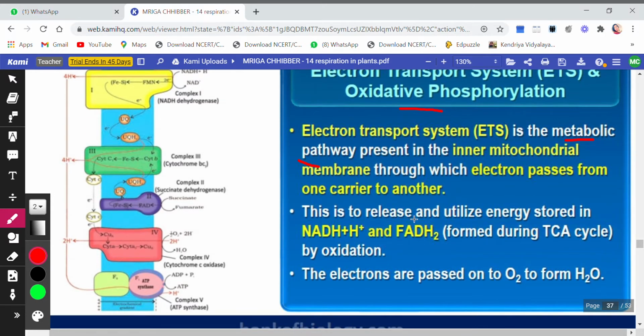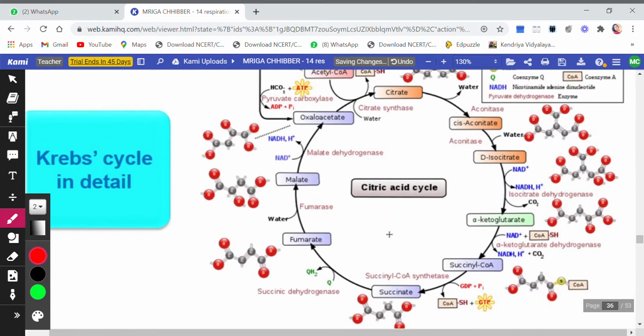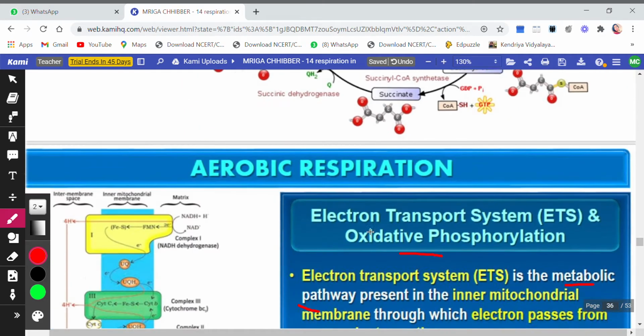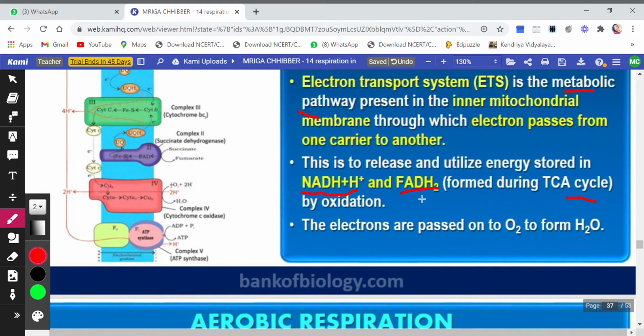This is to release and utilize the energy stored. So the energy which is stored in the NADH plus H plus and FADH2. So we just want to release energy from the TCA cycle. We have made these two things in the TCA cycle. If you remember, this was the product we were getting, NADH and FADH2. So these were the products from the TCA cycle. So we just want to explore these products, break them down and take out energy.